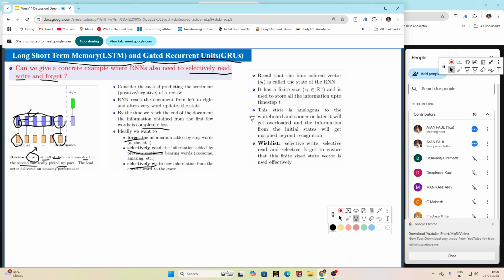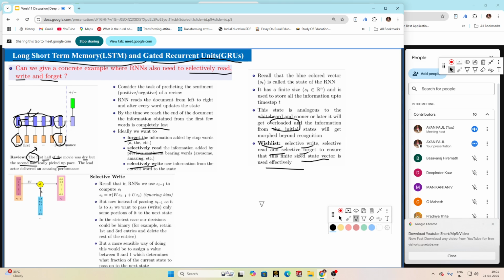So this state is analogous to the whiteboard, and sooner or later it will get overloaded, right? As we move forward, this will get overloaded, and the information from the initial state will get morphed beyond recognition. So what is our wish list here? Selectively write, selectively read, and selectively forget to ensure that this finite size state vector is used effectively. So that is our wish list.